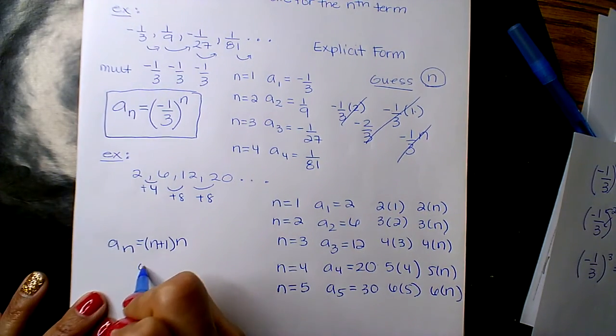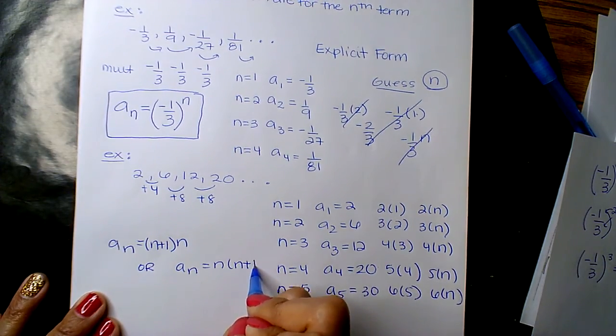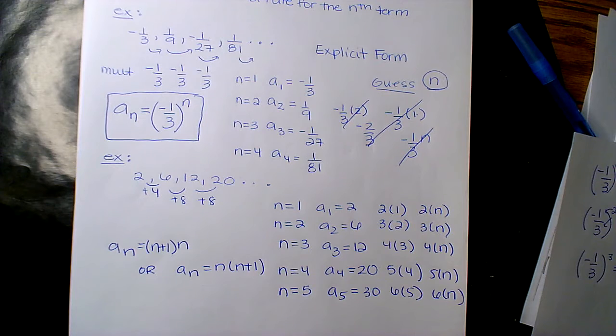Or you could write it the other way. Doesn't matter which one comes first, it's whatever you prefer. And so that's the explicit form. And so you can give it a go. Plug in the 1. 1 times 1 plus 1 is 2. Plug in the 2.